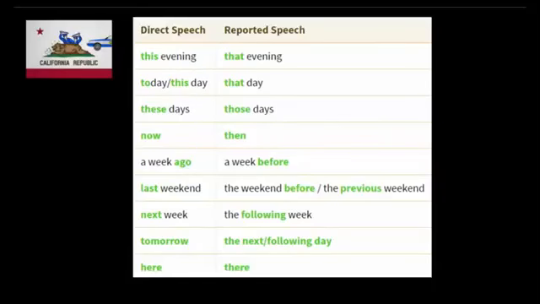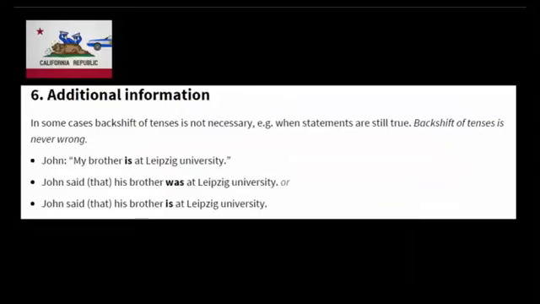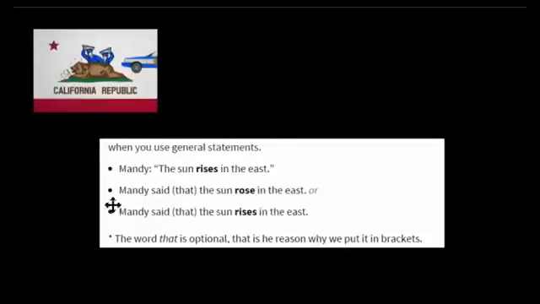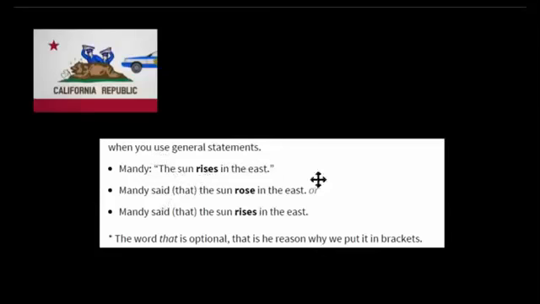I don't want to get too far because this presentation is almost over. We have some other information that we can say, but we don't necessarily need the word that. Let's take a look here. Oh, we saw that. The sun rises in the east. We can say that. We don't need it. Mandy said the sun rose in the east. Or Mandy said that the sun rose in the east.